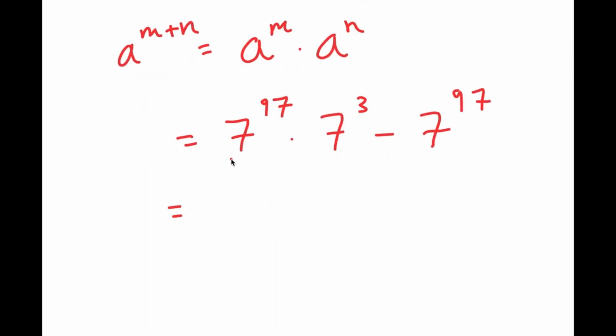Now from here, notice how both of my terms have 7 to the power of 97 in them. So I can simply factor out 7 to the power of 97, and I get 7 to the power of 97 times 7 to the power of 3 minus 1.